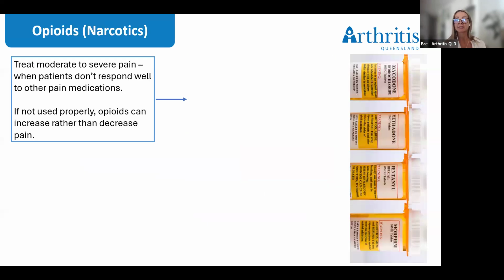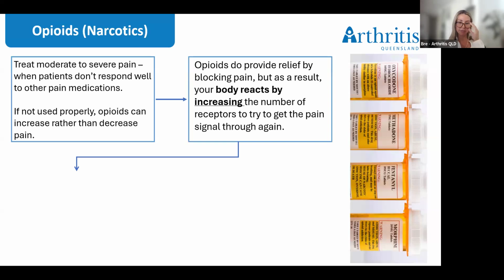So opioids, so narcotics, is the next medication that we're going to have a chat about. So these are often used to treat moderate to severe pain when patients don't respond well to other pain medications. So if not used properly, opioids can increase rather than decrease your pain. So what this means is that opioids do provide relief by blocking the pain, but as a result, our body reacts by increasing the number of receptors to try to get that pain signal through again.